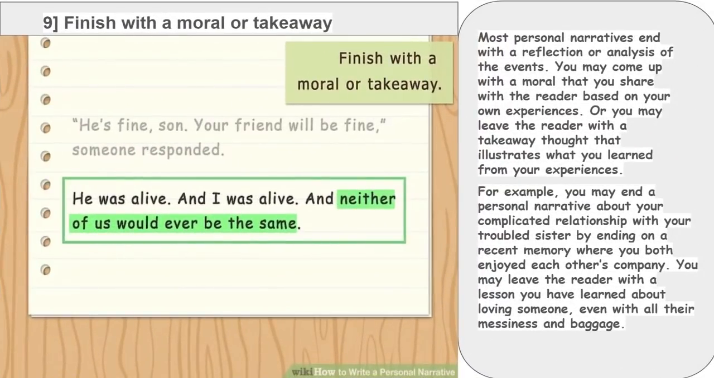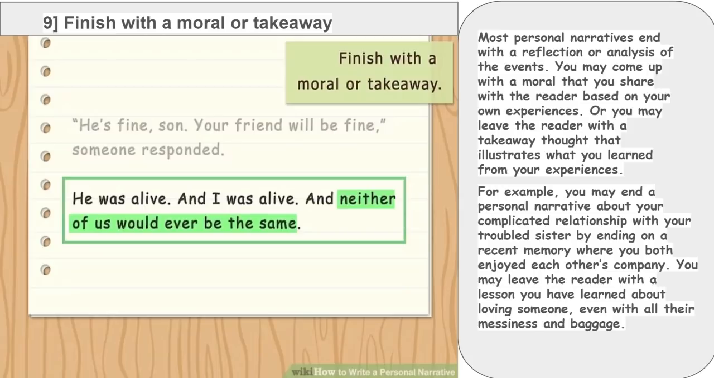Number nine, finish with a moral or takeaway. Most personal narratives end with a reflection or analysis of the events. You may come up with a moral that you share with the reader based on your own experiences, or you may leave the reader with a takeaway thought that illustrates what you learned from your experiences.